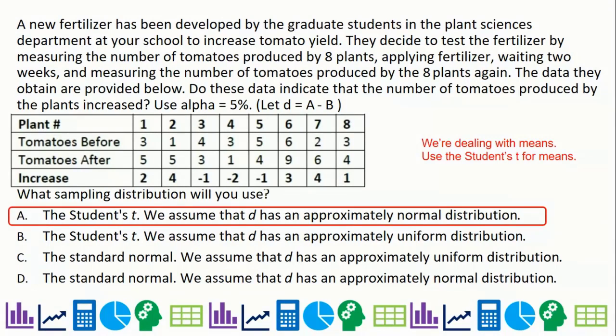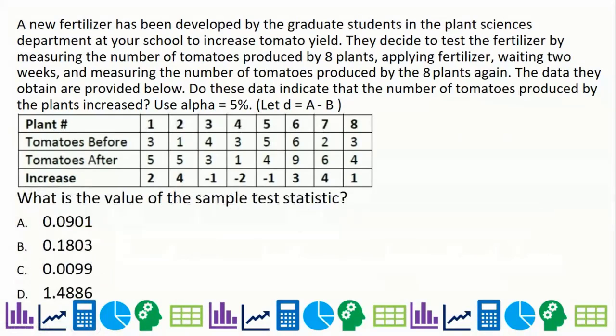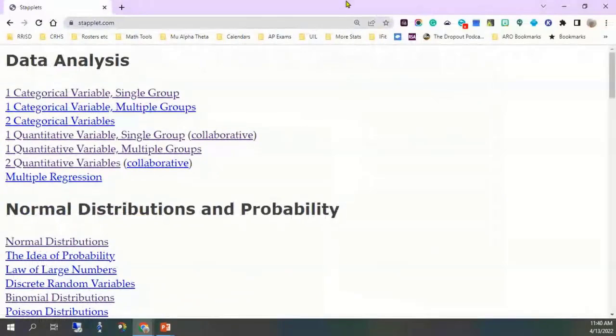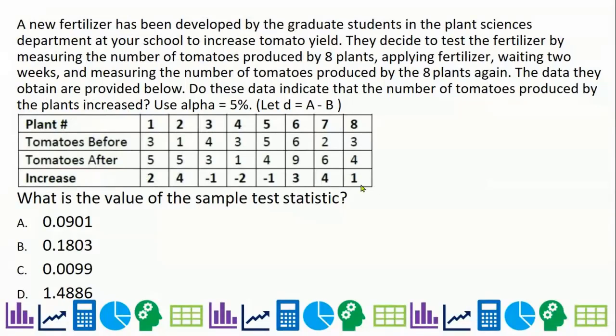Okay. Then we're going to go to what is the value of the sample test statistic. So we're going to pull the Statlet out again. Now, when we pull out the Statlet, here's the deal. On your test, you're going to have to tell which Statlet you need. For this one, we're doing means, and we just have one set of differences, right?